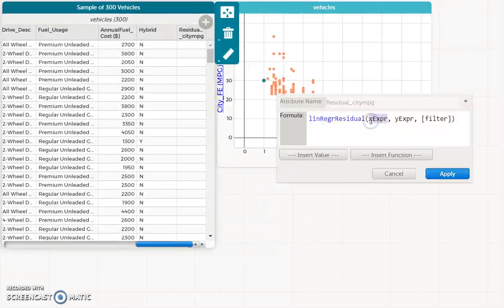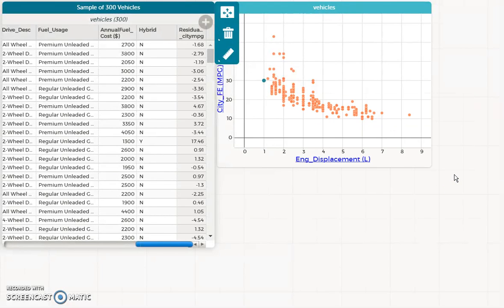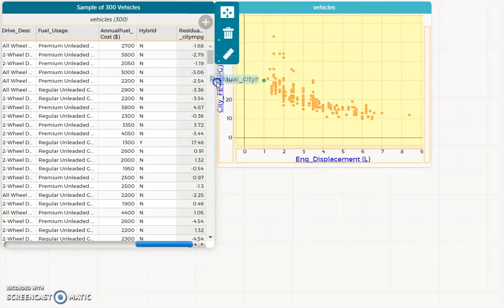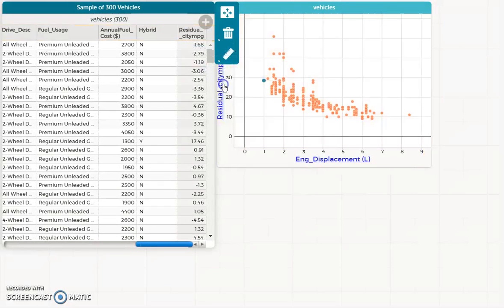For our x expression, we're going to put engine displacement because that's our variable on the x-axis, and we're going to put city fuel economy there, and we're going to take out our filter because we don't need one for what we're doing right now. Click Apply. Okay, now we have all of these entries for our residual. So let's replace our city MPG on the graph with our residual variable that we just created.